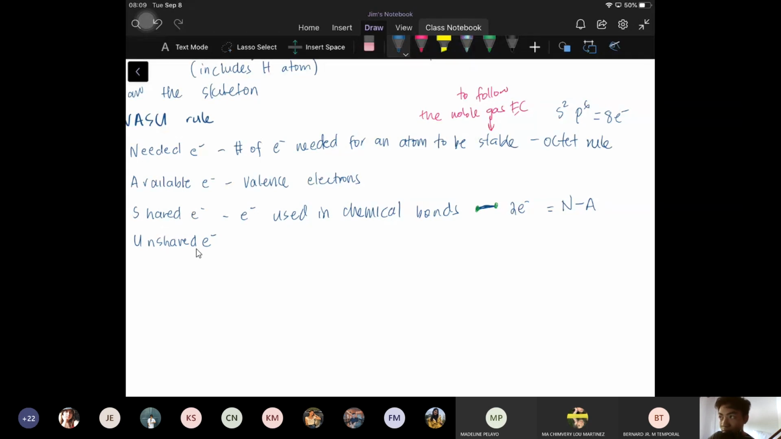Unshared. Okay, so in our Lewis structures, we can see the unshared electrons as lone electrons.